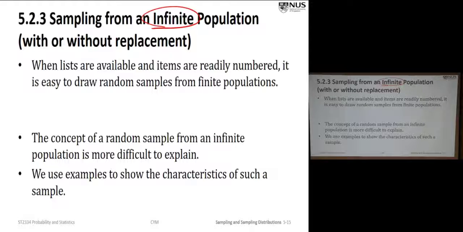Just like you toss a coin, a head or tail. You toss it, you know it's a head, but will that affect the outcome of others? You still consider the next outcome as a set of all possible, infinite number of possible outcomes. So it makes no difference whether it's with replacement or without replacement.